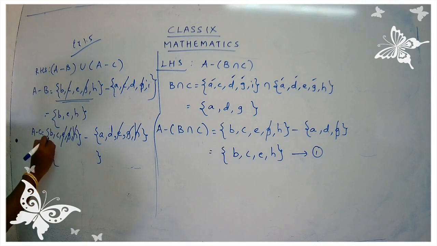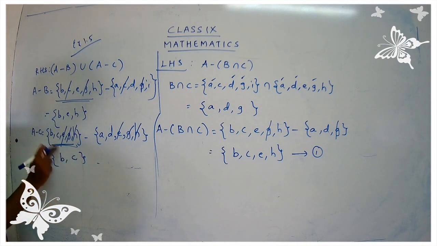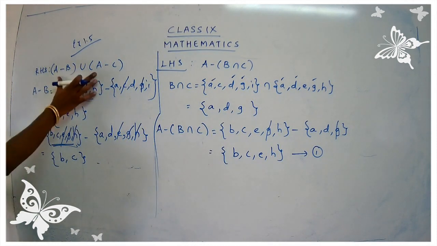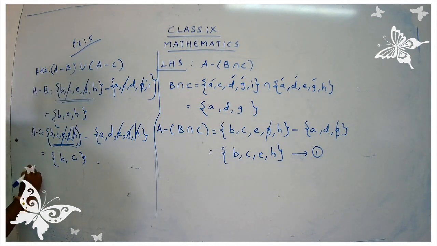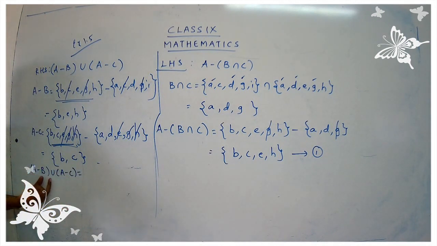So this is A. So you're just going to focus on A. So you get B, C. B, C. So we have found A minus B, A minus C. Now we are going to combine them. So write down A minus B union A minus C is equal to. You are going to take the union of A minus B union A minus C.